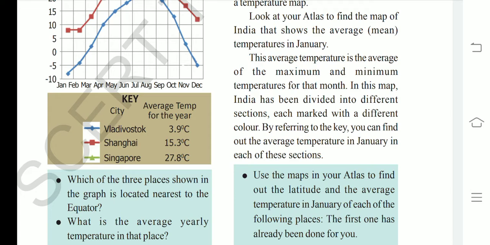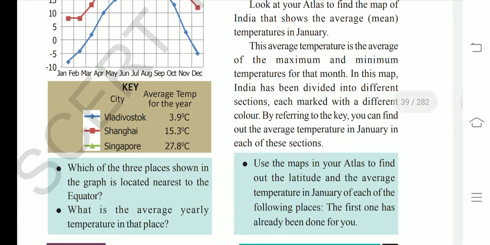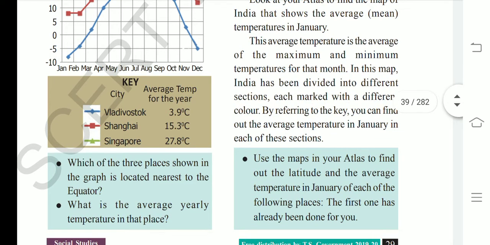How many numbers did we record, how many times did we record the temperature? 30 days. So it will be divided by 30. Then what do we get? We get the average temperature per day in the month of January, right?